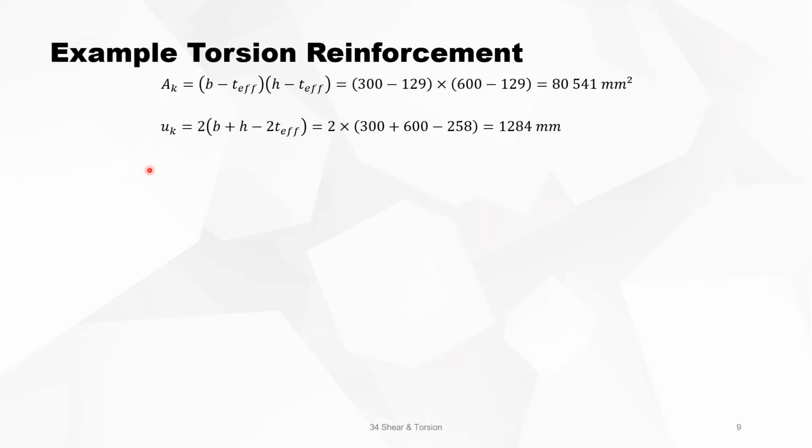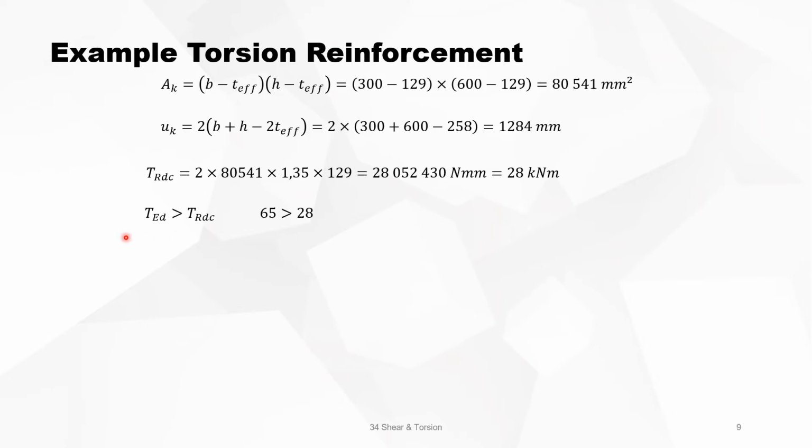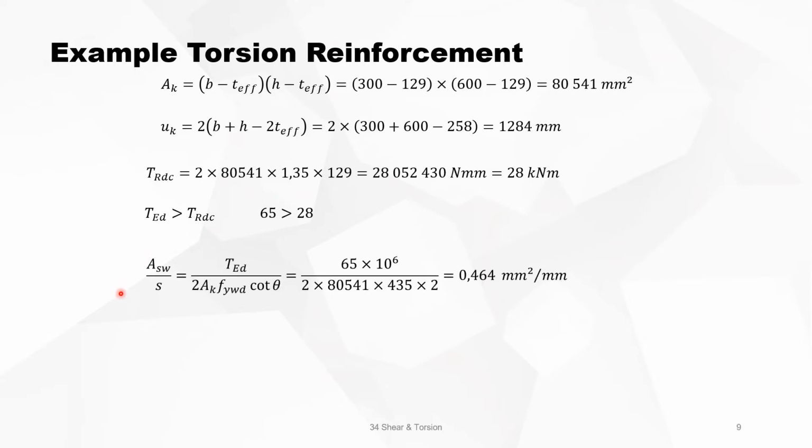UK, the circumference of AK, is 1,284 millimeters. Then the capacity against torsion of the concrete only equals 28 kilonewton meter, but we have 65 applied, so we need torsional reinforcement. And ASW over S, the additional shear reinforcement that we need, is then 0.464 square millimeters per meter.